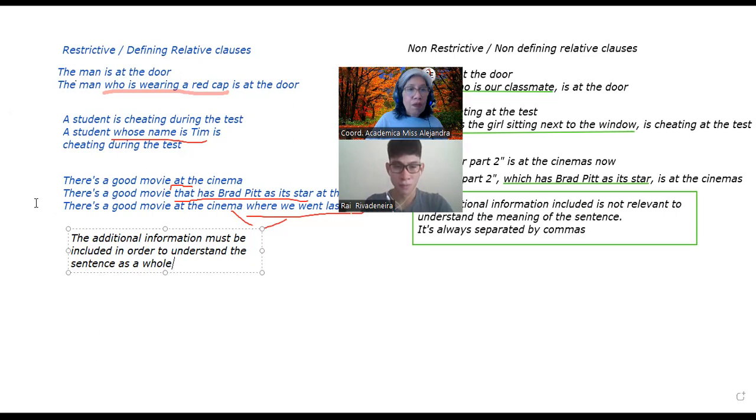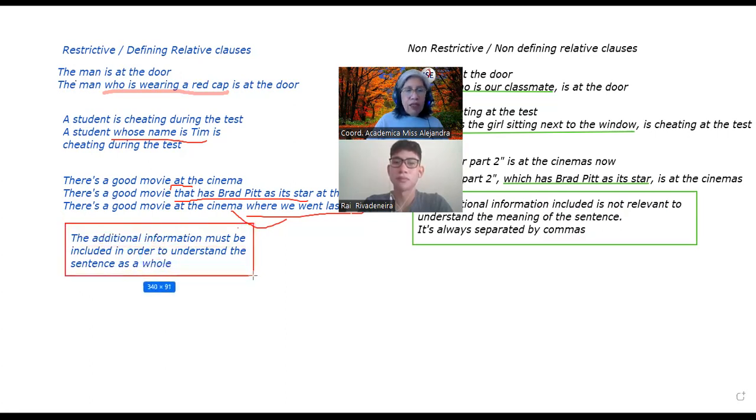The additional information must be included. It's not like in the first one, when the additional information, well, it can be included or not. It is non-relevant. You can understand the sentence without giving any additional information. But in the case of the restrictive or defining relative clauses, that information is necessary. Because if you don't have it, you don't know what the other person is talking about, what is important, what she or he is saying, why the information you are reading is important. Okay? So in the case of the restrictive or defining relative clause, the additional information must be included.